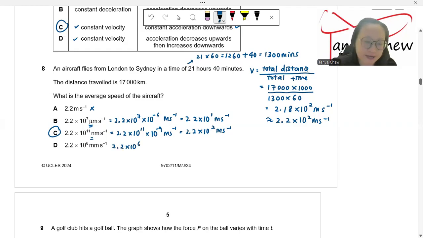2.2 times 10 to the power 6. Milli is one of the prefixes, which is 10 to the power negative 3 meter per second. So this is 2.2 times 10 to the power of 3. 6 plus negative 3 gives you 3 meter per second. Therefore, the answer is C.